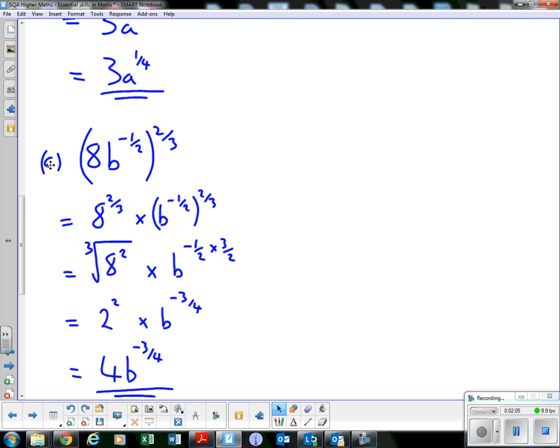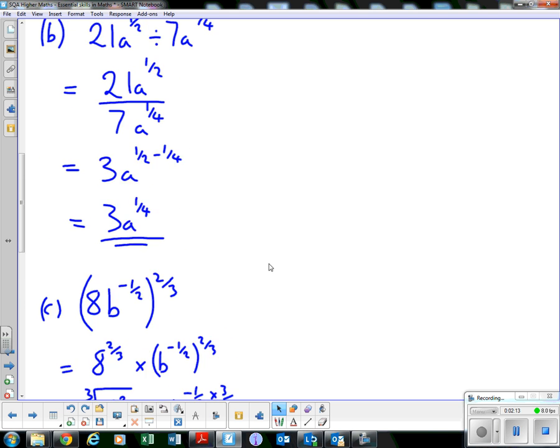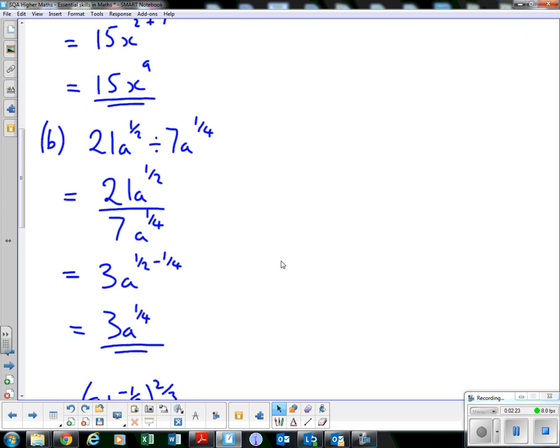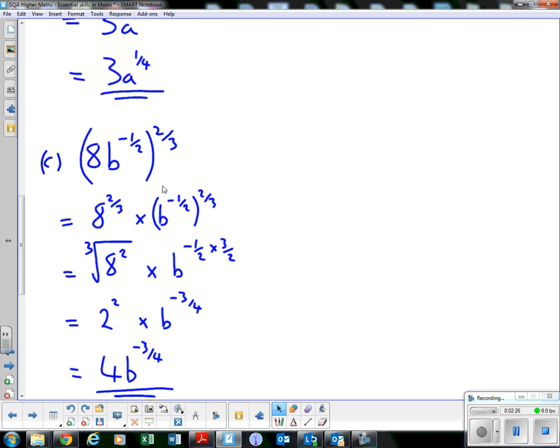Right, part C. This one's quite tricky. We've got bracket to the 2/3. So I'm going to use the third rule. Is it the third one or the fourth one? The fourth one. So (ab) all to the m is a to the m, b to the m. So 8b to the negative half, to the power 2/3, is 8 to the 2/3 multiplied by b to the negative half to the 2/3.